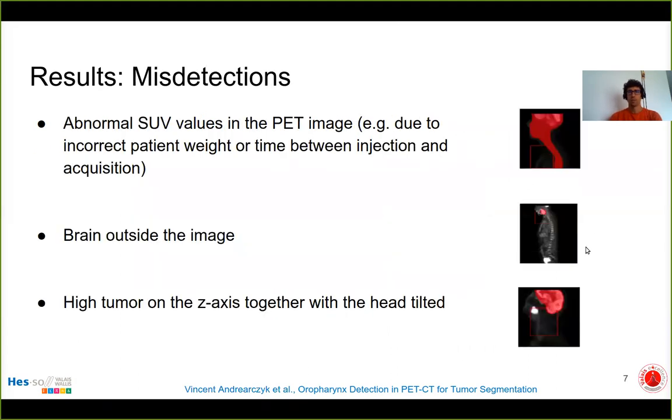Now the misdetections. We had multiple images with abnormal SUV values in the PET image. These were due, for example, to incorrect patient weight or time between injection and acquisition. We also had one case in which the brain is outside the image, and since the method is based on brain segmentation, it fails on this case. And finally, we had one case with the tumor high on the Z-axis, together with the head tilted, and it resulted in the tumor not fully contained in the bounding box.